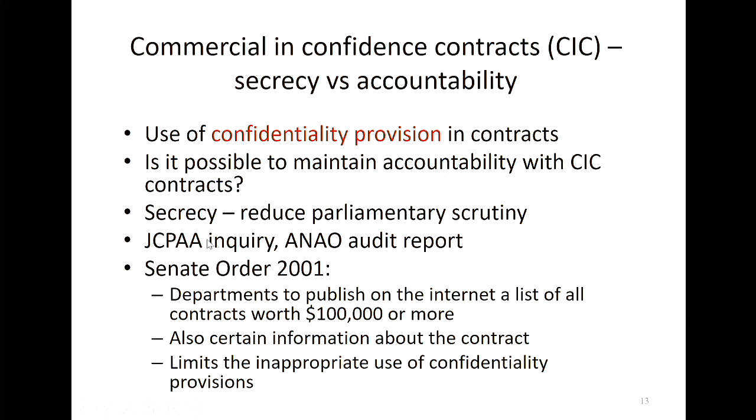Okay, and to address these issues, the Senate issued a Senate order in 2001. It required the departments to publish on the internet a list of all the contracts worth $100,000 or more. So the idea is to limit the secrecy and provide some kind of transparency.